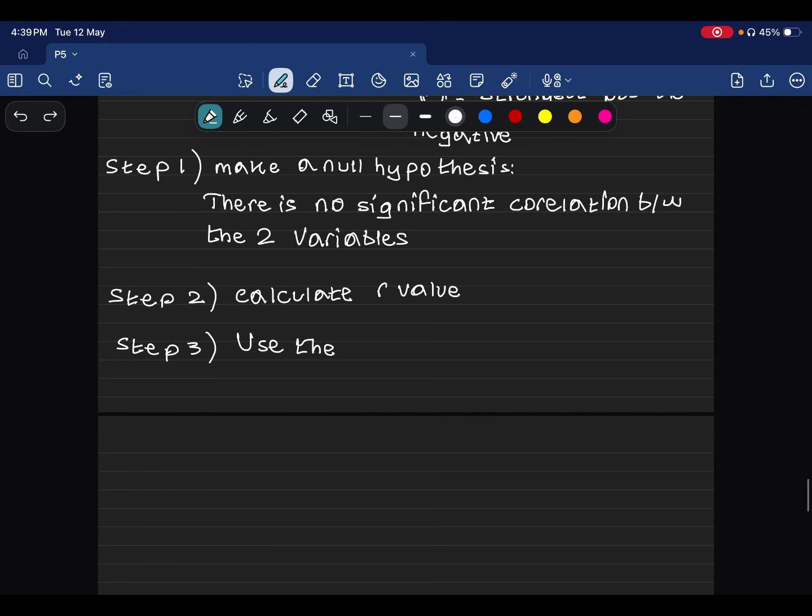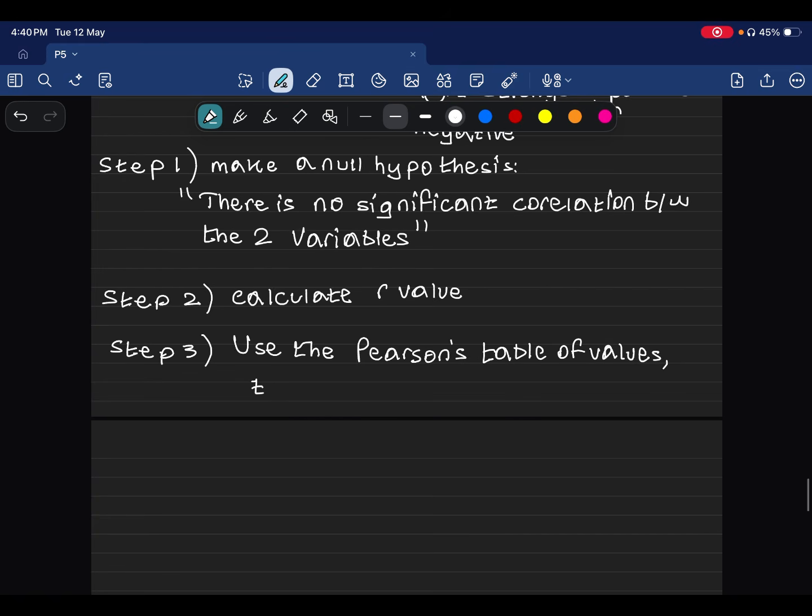correlation. So just make a null hypothesis, use the same statement every single time, calculate the R value, and then use the Pearson's table of values to do what? To reject or accept the null hypothesis.